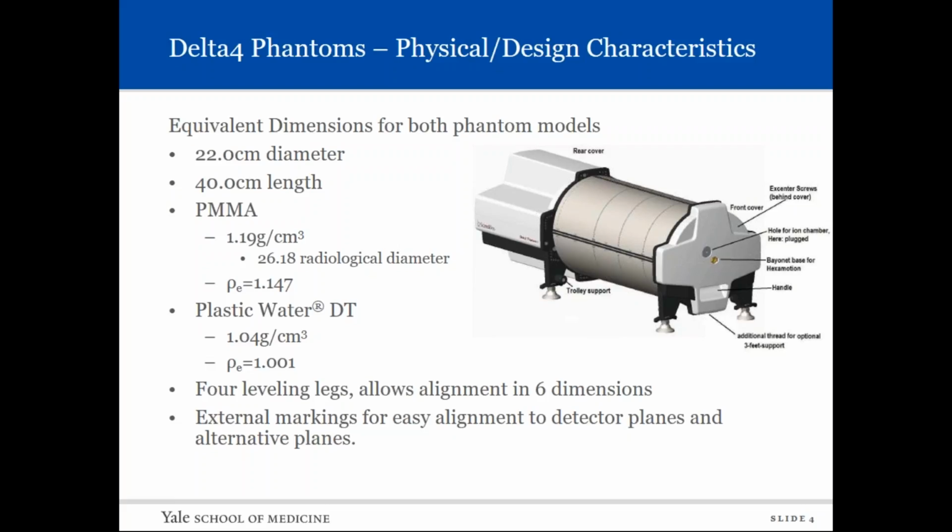It can be constructed of PMMA or plastic water. The PMMA model is the more common one and has a relative electron density and bulk density of 1.19 and 1.14 respectively. These dimensions are equivalent for both models, whichever one you buy, the PMMA or plastic water, and are equivalent between the old Phantom and the new Delta4 Plus Phantom.